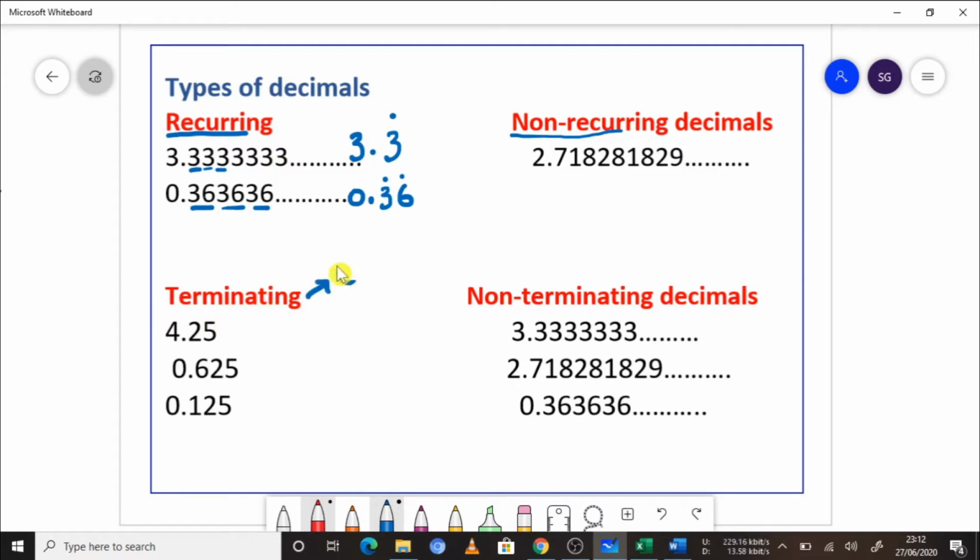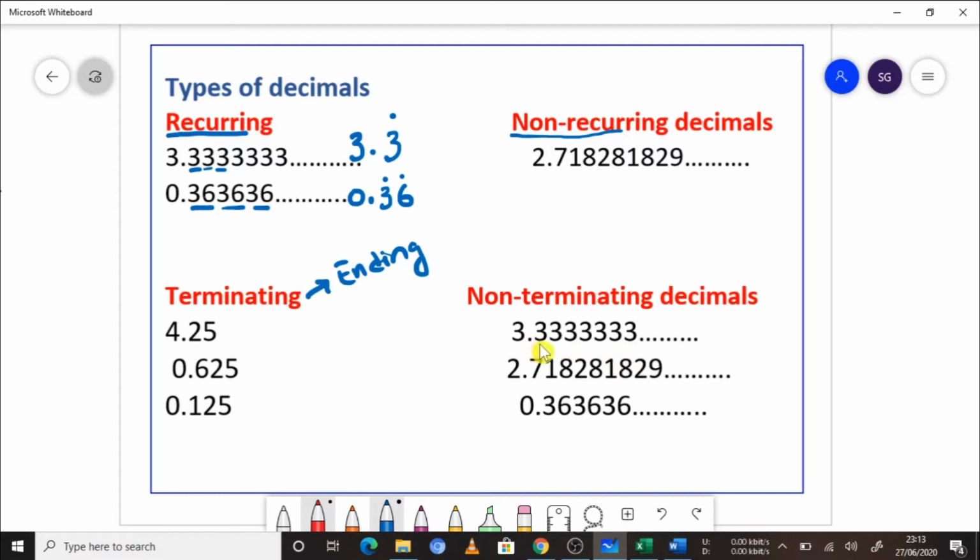Terminating or ending. So if the number is ending, like 4.25 or 0.65 or 0.125, all these decimals are ending, hence they will be called terminating numbers. But sometimes the numbers just don't end. The maximum number of decimal digits you see in your calculator is 9, but the number goes beyond those 9 digits.